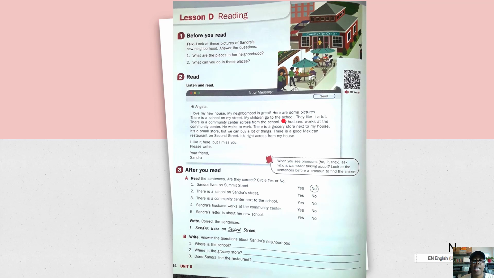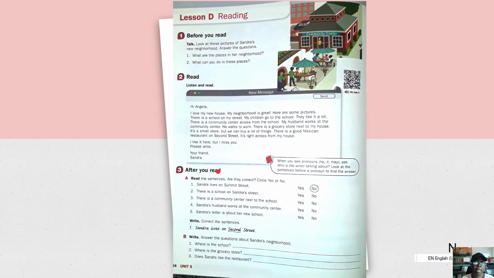All right. And then he walks to work. Well, what's the sentence before he walks to work? The sentence before that is, my husband works at the community center. He is referring to my husband. Okay, so let's move on down to exercise 3.